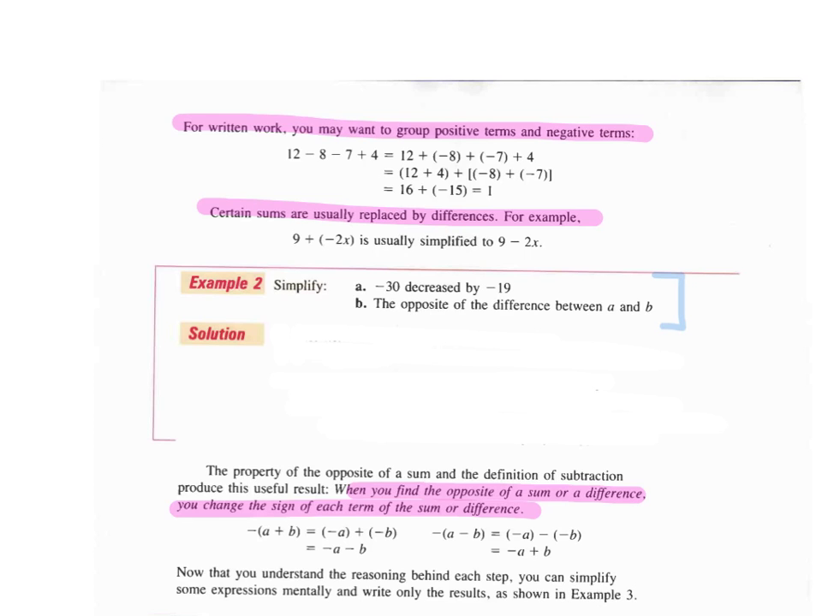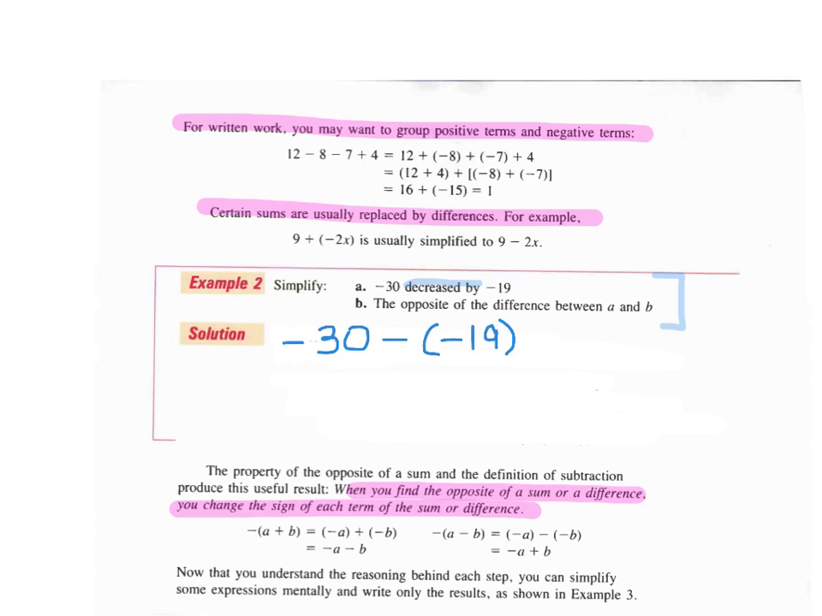It says here -30 decreased by -19. What do the words decreased by mean? What operation? Subtraction. So in order to set up my expression, I'm going to do -30 minus -19. So the words decreased by are my subtraction sign, and I need to keep that -19 as a -19. And now I'm going to solve this.